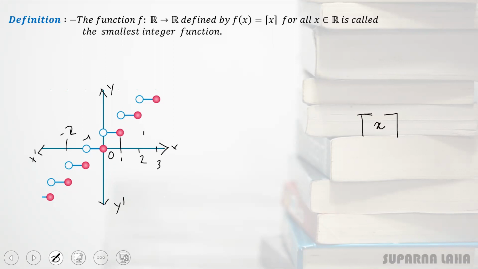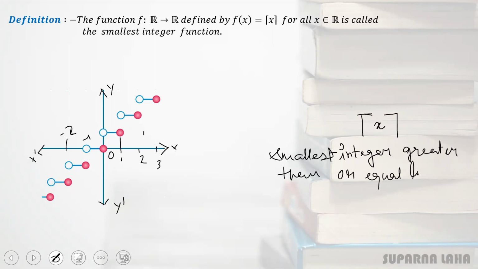This is the smallest integer greater than or equal to x. This sign means smallest integer greater than or equal to x. Okay, if x is an integer value, it will take the same value, that is, 1 is 1 only. Look at here by the graph.